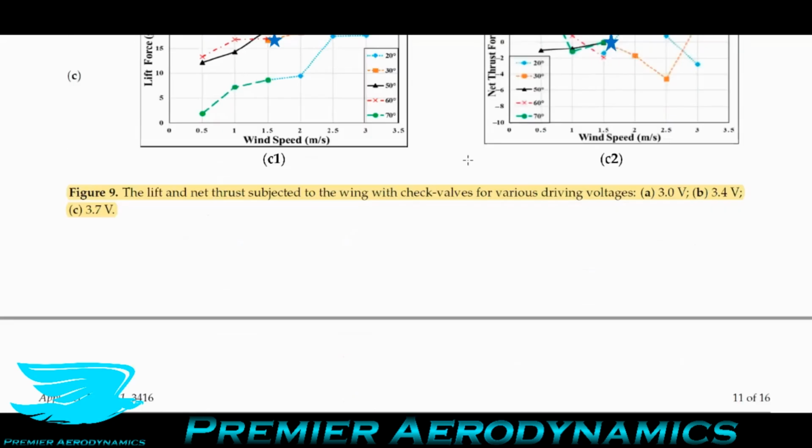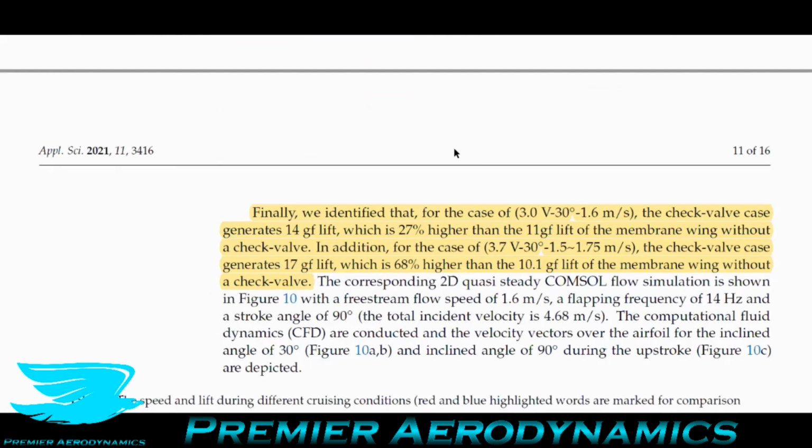So getting back to this paper, they say that for the case of 1.6 meters per second and a 30-degree flap angle, the check valve case generates 14 grams force lift. So in other words, like 1.14 newtons, which is 27% higher than the 11-gram force lift of the membrane wing without the check valve. And in addition, with the case of 1.75 meters per second flow and a 30-degree angle of attack, the check valve case generates 17 grams force lift, which is 68% higher than the 10.1 grams force lift for the membrane wing without check valves.